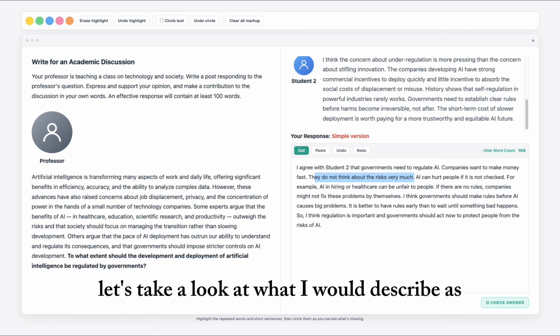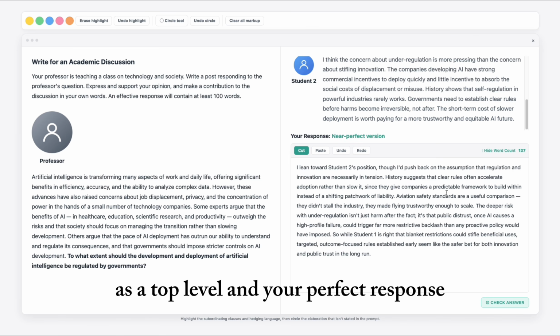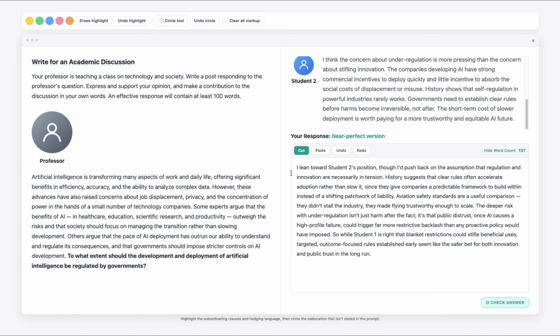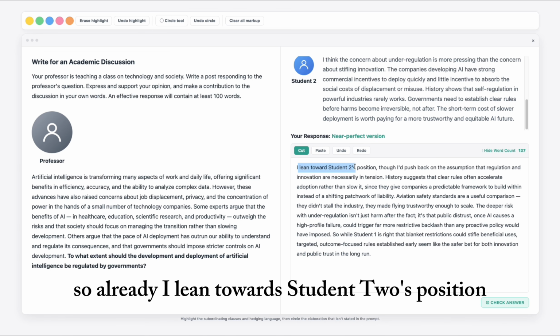Let's take a look at what I would describe as a top level and near perfect response. So already I lean toward student 2's position.